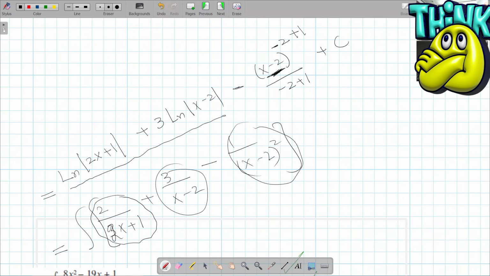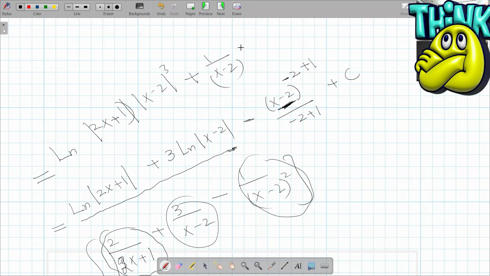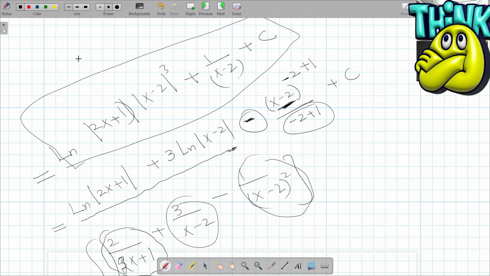We can express the first two terms in a single logarithm: log of 2x plus 1 times x minus 2 cube, and plus 1 over x minus 2, plus c. Why plus? Because this negative and this negative will become positive. This is the answer.